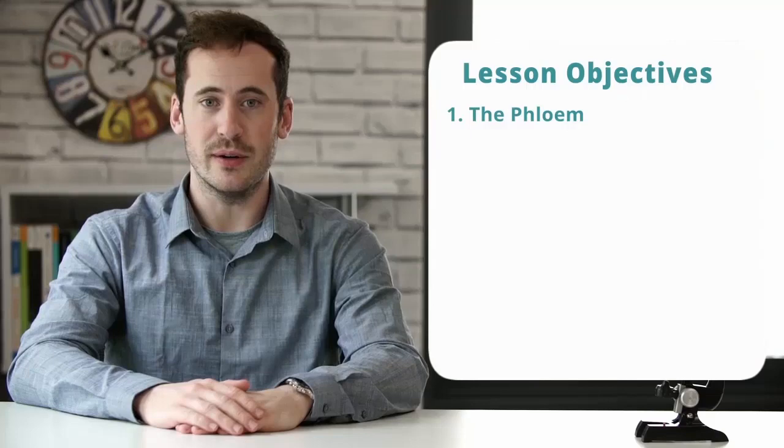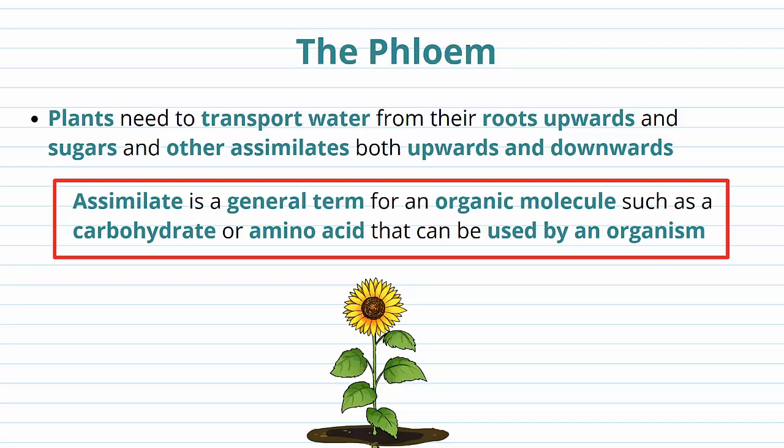Hi guys, in this video we'll be looking at the phloem, phloem tissue, active loading, and then we'll finish with a summary. So the phloem is another type of substance that's found in plants, and it's slightly different to xylem.